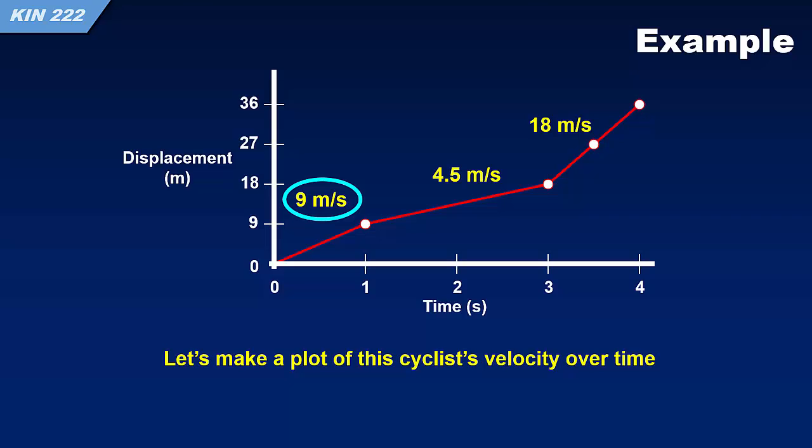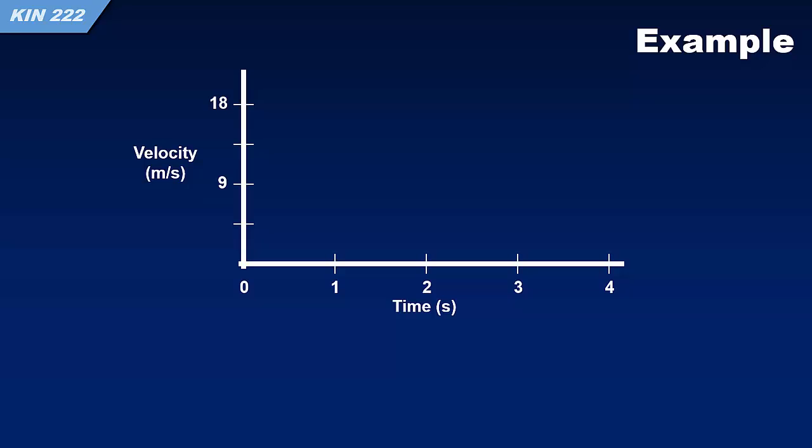So the cyclist is going at a constant 9 meters per second across that first second. So if we were going to plot the velocity from 0 to the first second, that would be a straight line, or constant velocity, of 9 meters per second.